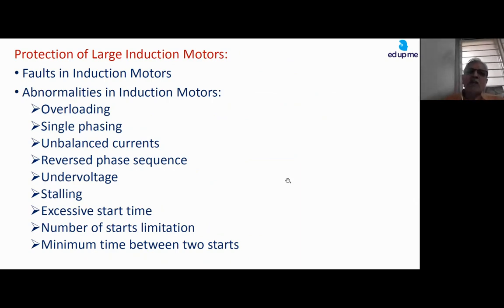In larger induction motors, there will be faults in the induction motor and there will be abnormalities. What are the abnormalities? Overloading, single phasing, very common. One of the phases gets disconnected. Unbalanced currents. RYB currents are not equal. Reversed phase sequence. The motor is connected instead of RYB, it is connected RBY. Right? Then the motor will run in the reverse direction. Nothing happens to the motor, but the problem is with the process. The process that the motor controls will be getting reversed.